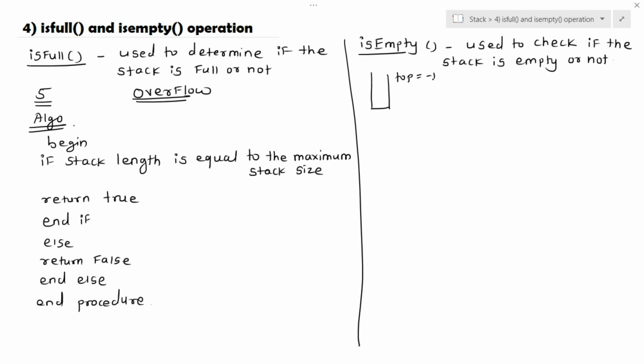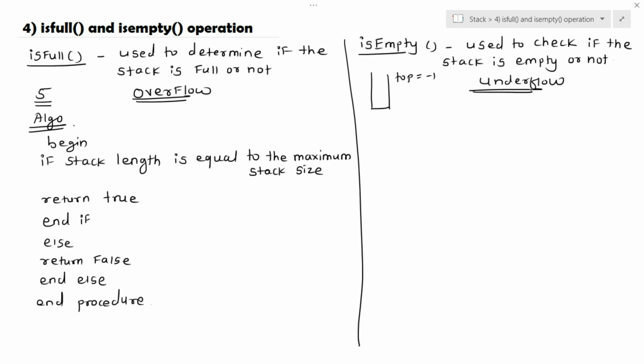If the value of top is equal to -1 and we try to remove elements and there is no element left in the stack, then the underflow condition will occur. So the underflow condition occurs when the stack is completely empty and then we try to remove elements from the stack. So overflow and underflow are both important terms.